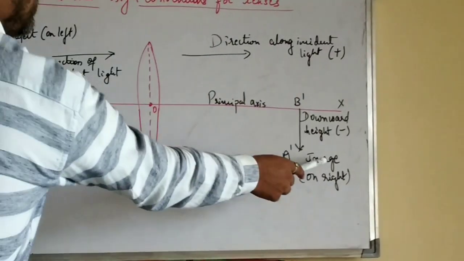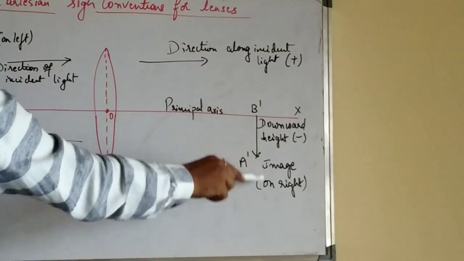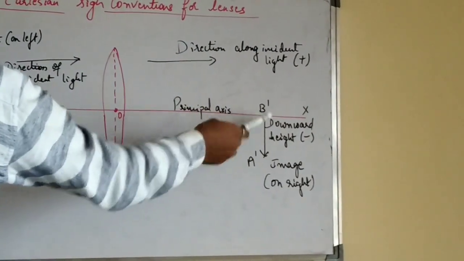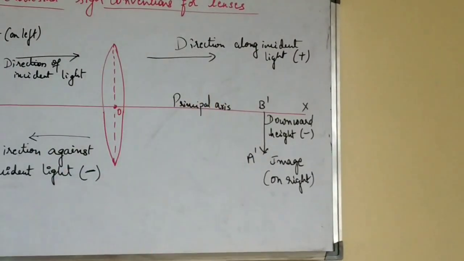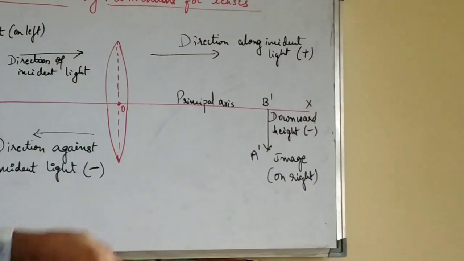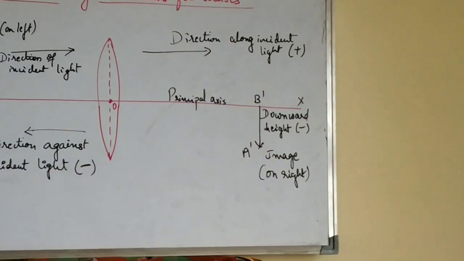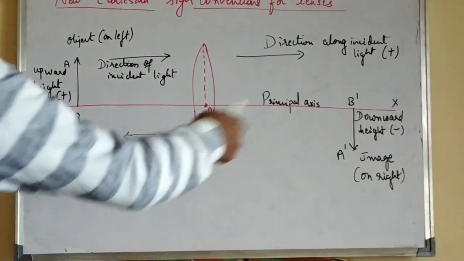Now you can see here the image is on the right, and the image is downward, that is real and inverted. When the image is below the principal axis, that is, when you are taking the downward height, the size of the image below the principal axis should be taken as negative. That is about the heights or sizes of the object and the image.